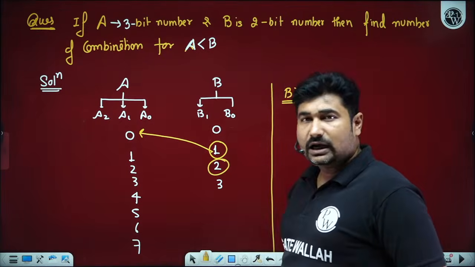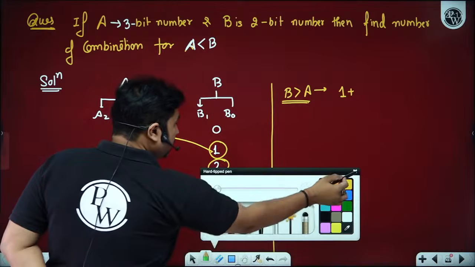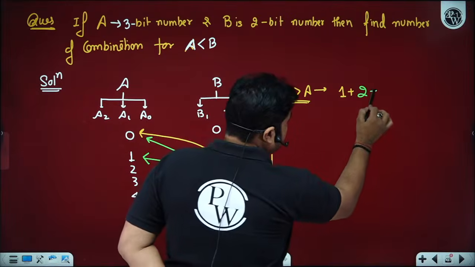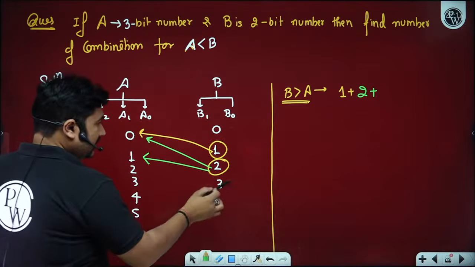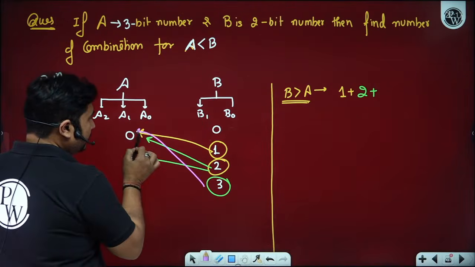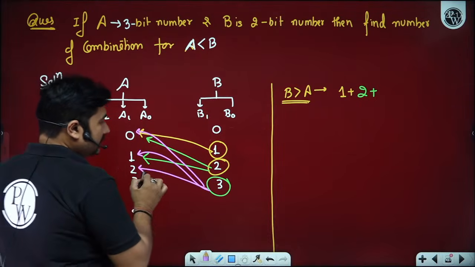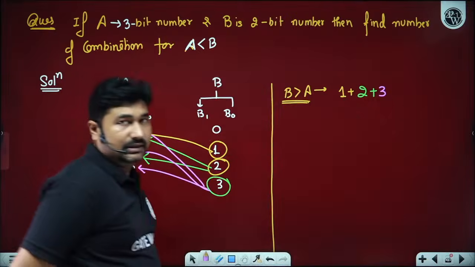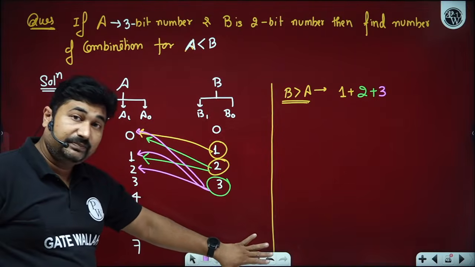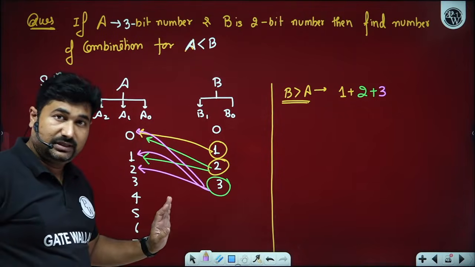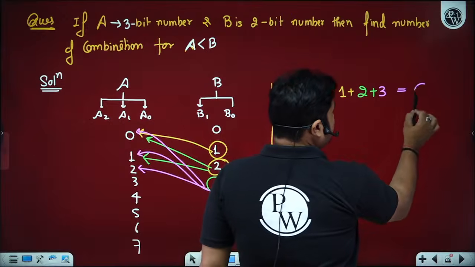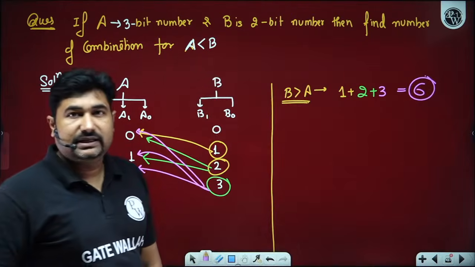If B is 2, then how many combinations are possible where B is greater than A? Sir, 2 combinations are possible. Is it okay? If B is 3, then how many combinations are possible for B to be greater than A? Sir, 1, 2, 3. 3 combinations are possible. After that, either A will become greater than B or A will be equal to B, but there is no other possibility where B is greater than A.